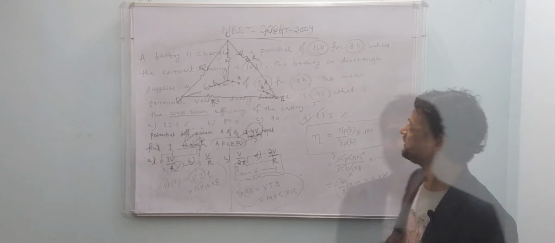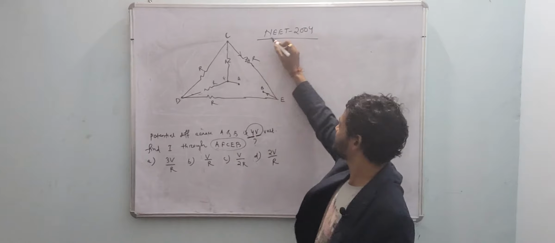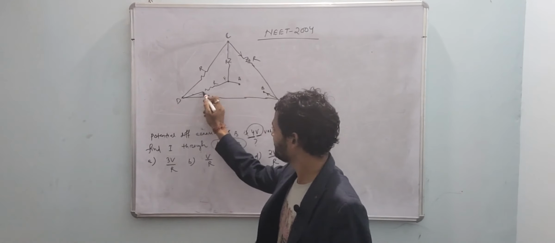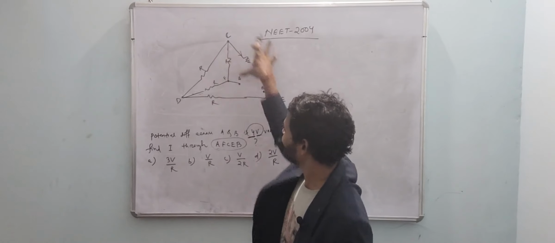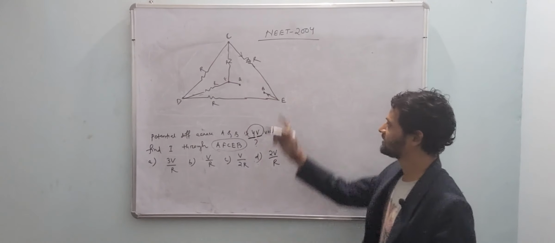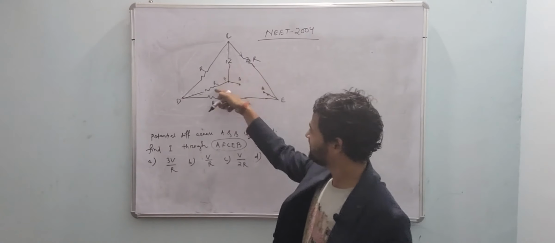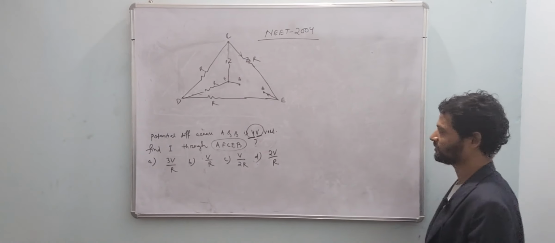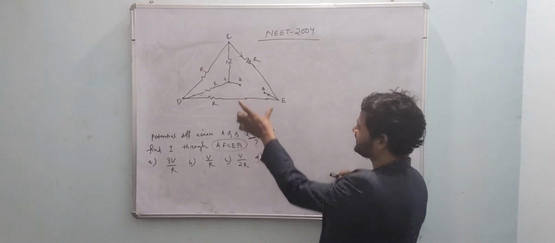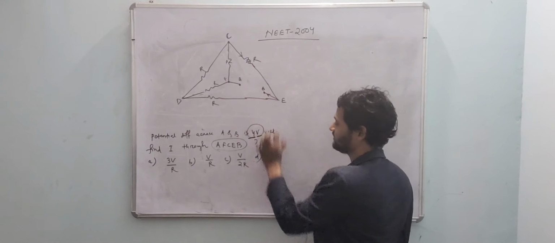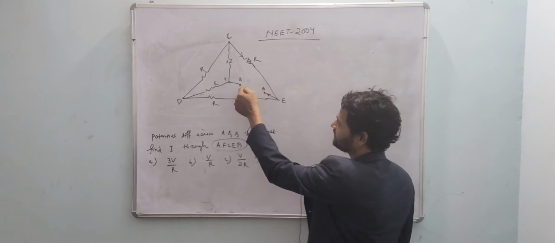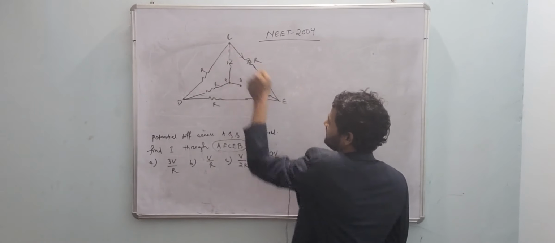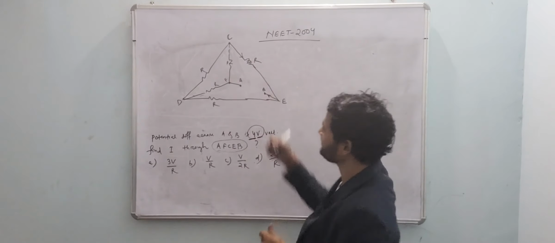Hope you understand. Okay. Coming to the next question. That question came in 2004 NET. Here an electrical circuit is given to you, in which five resistors are connected in a different fashion. A potential difference of 4 volt is given across A and B, and you have to find out how much current is flowing through this particular branch, A, F, C, E, and B.